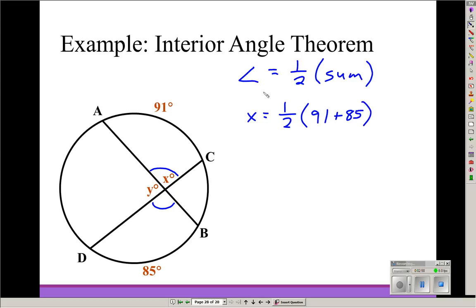When the intersection is inside, these intersect inside the circle, the angle is half the sum of the arcs, and half of 91 plus 85 is 88 degrees. So that's x.